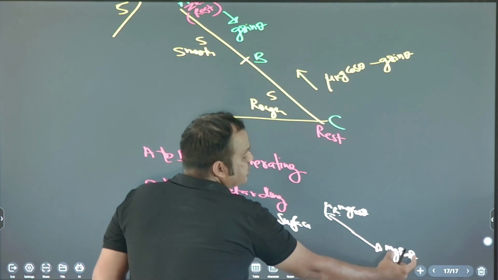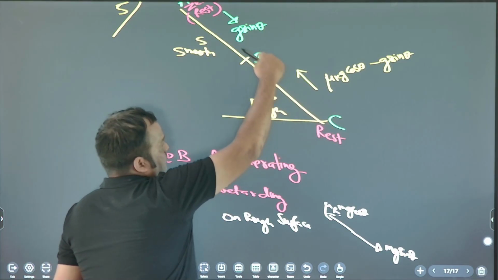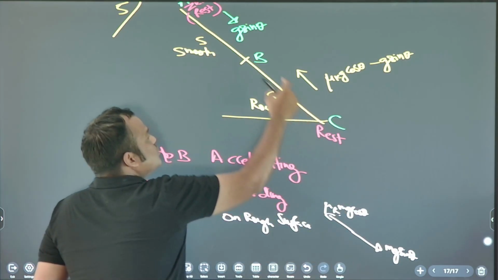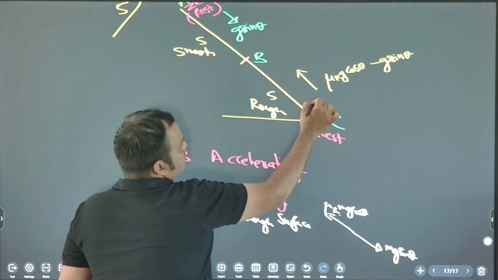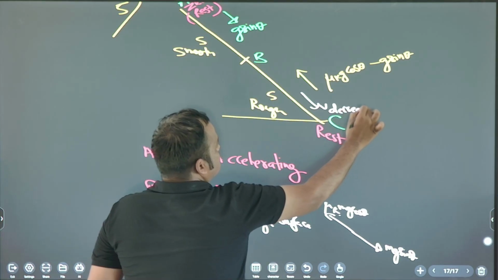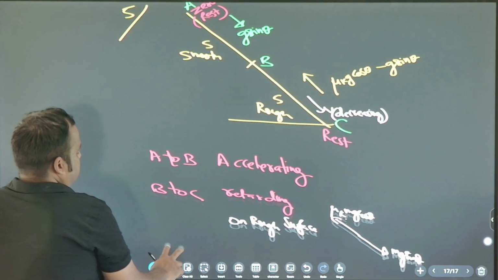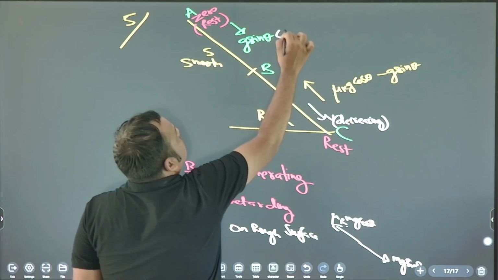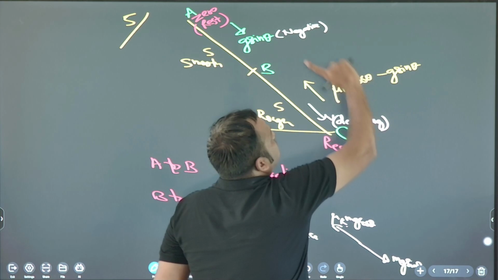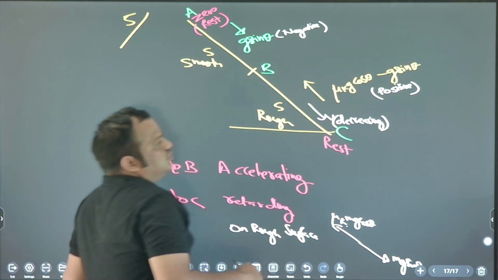Suppose mg sin theta is greater, then what happens? Speed increases. But here this is greater than this, so speed decreases. Velocity is downward, but velocity is decreasing. So this acceleration you can take negative. Down the plane is negative, up the plane is positive. Like this you can solve.